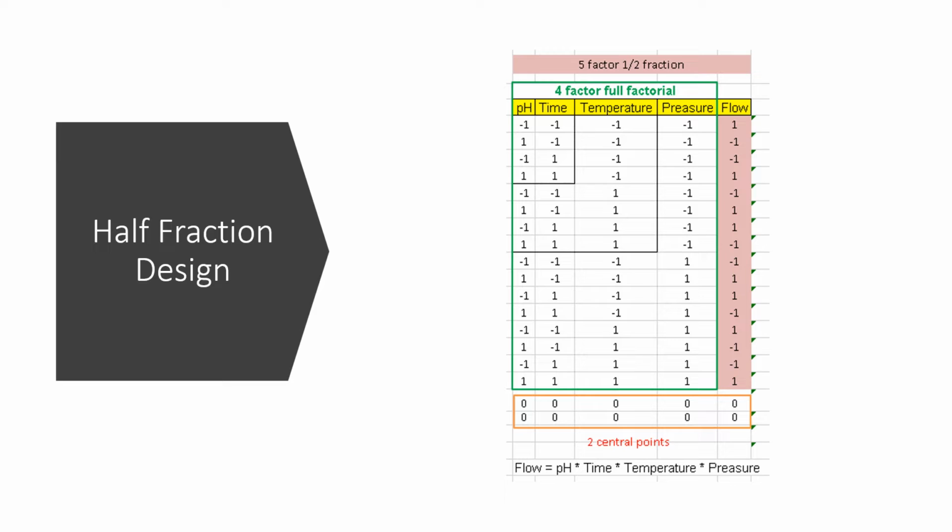We can build a half fraction, 5-factor design, from a 4-factor full factorial. We do this by replacing the 4-factor interaction, which is very unlikely to happen, with the 5th factor, flow. We construct, therefore, the flow column, multiplying the other 4 columns.